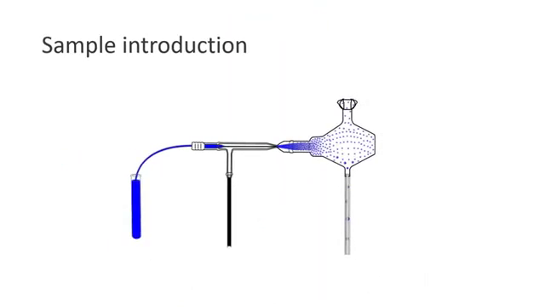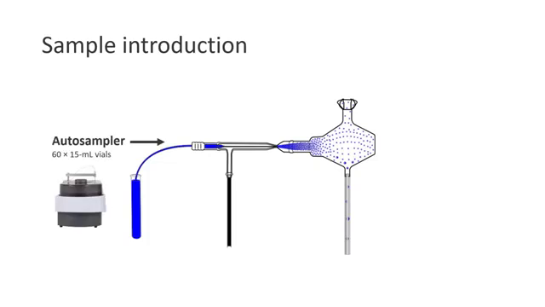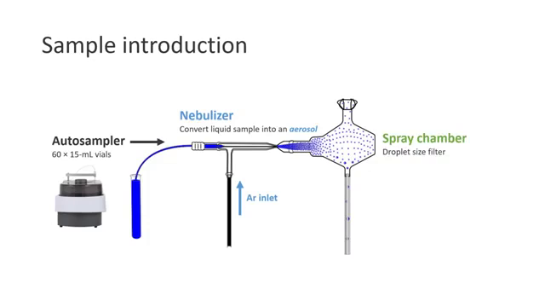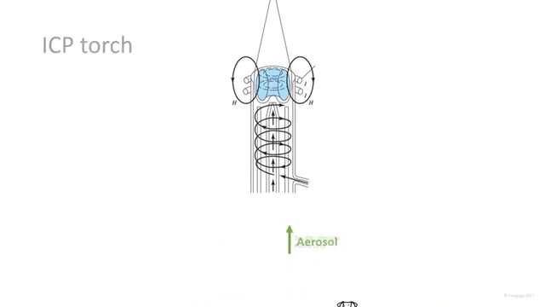In ICP, samples are introduced in a steady and continuous stream by an autosampler. The autosampler we will be using in this experiment can accommodate up to 60 samples at a time. A nebulizer then converts the liquid sample into an aerosol, which is a fine spray of droplets or mist. Then we have a spray chamber, which serves as a droplet-sized filter, where the larger droplets will be removed and drained, while the smaller droplets will be carried into the plasma torch.